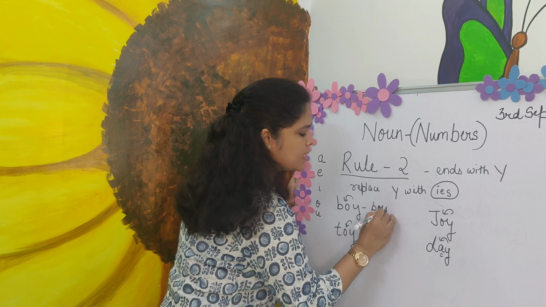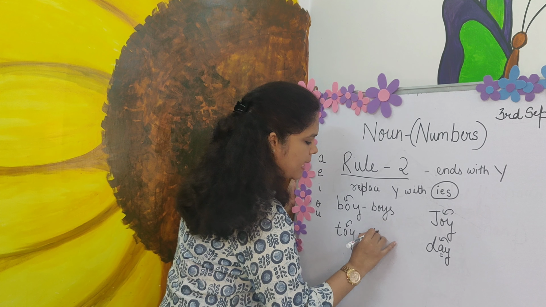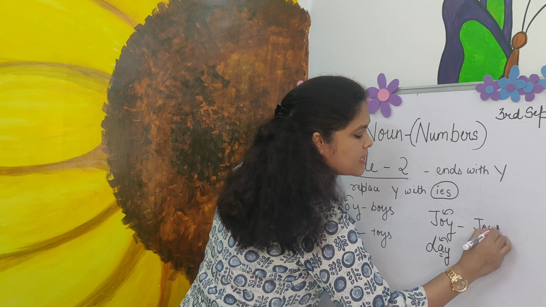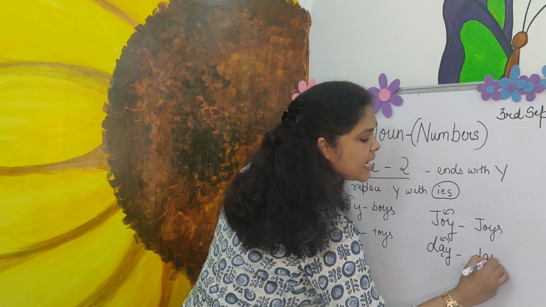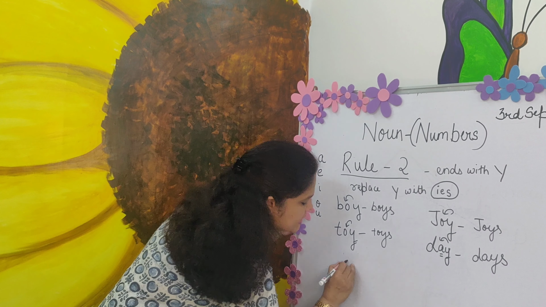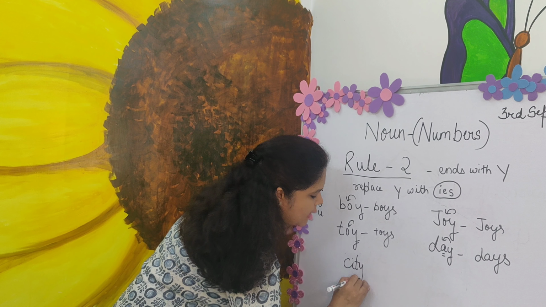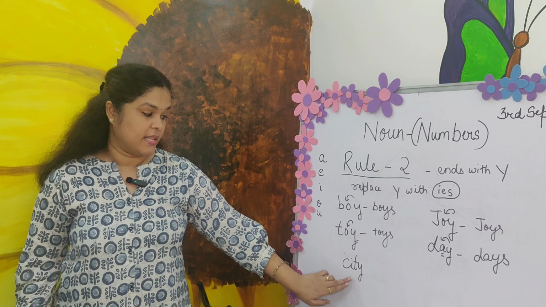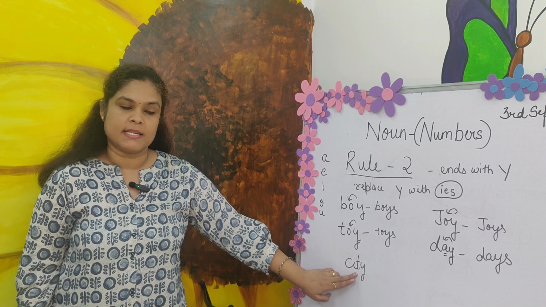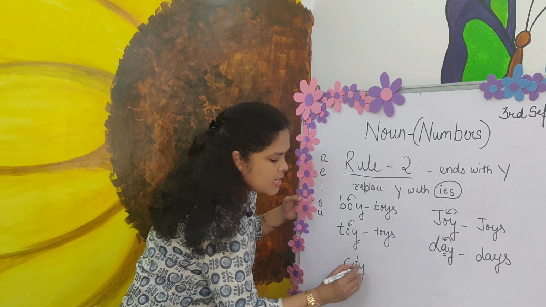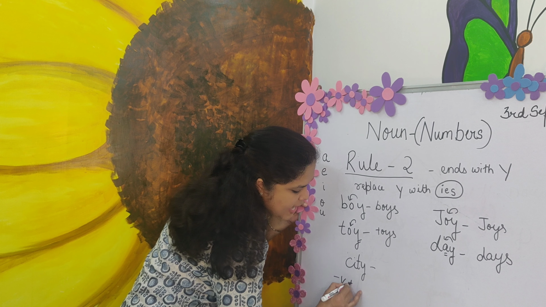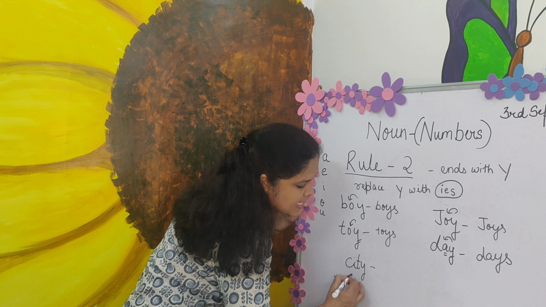So boy becomes boys. Toy becomes toys. Joy becomes joys. Day becomes days. Okay, but if it was a city, C-I-T-Y, it is ending with Y, but there is a consonant before this. Before Y we have a consonant. So in this case, just replace the Y, so minus Y and adding of IES.